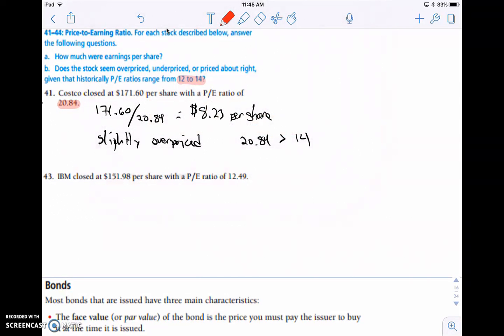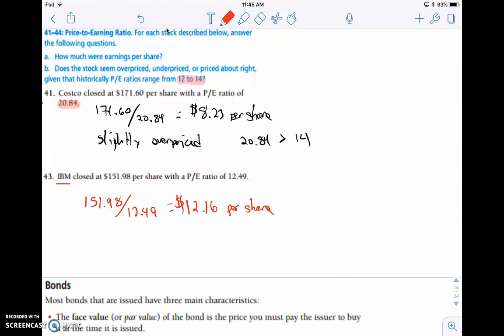Okay, next we're looking at IBM. So IBM closed at $151.98 per share with a price to earnings ratio of 12.49. So the earnings per share for IBM over that past year would be, let's see, punch this in here, $12.16. So that's how much they earned per share.